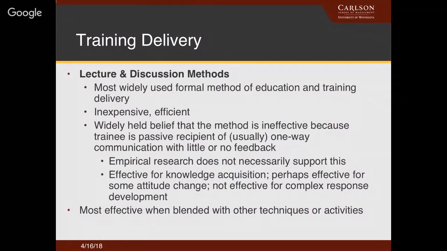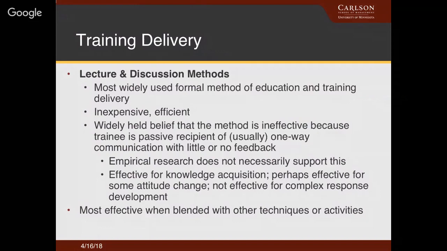So we'll start by talking about lecture and discussion methods, which are the most widely used formal method of education and training delivery. Obviously, a lot of you have been exposed to a lot of lecture and discussion-based education. And one of the main reasons for that is because it's both inexpensive and relatively efficient. A lot of information can be covered at a time. The audience can be small or large. And so it's a cheap way and a very efficient way to cover information for different sizes of groups.